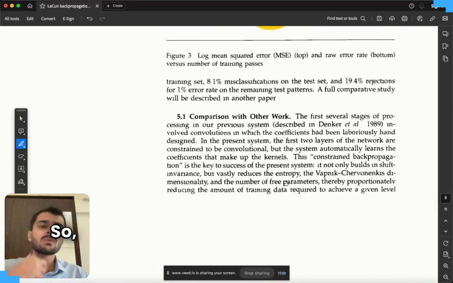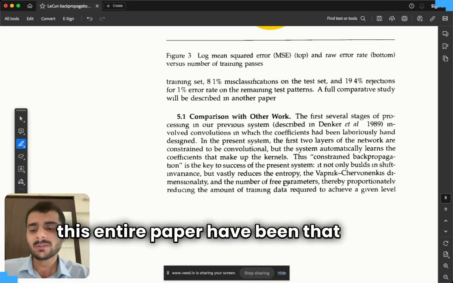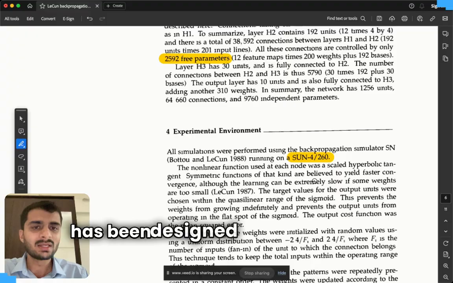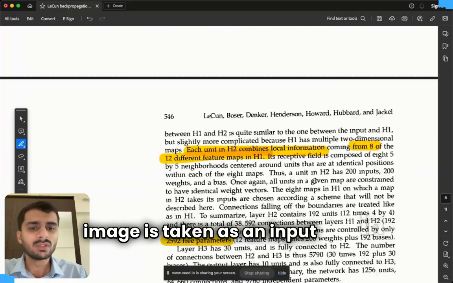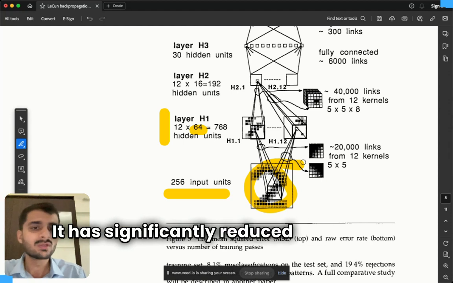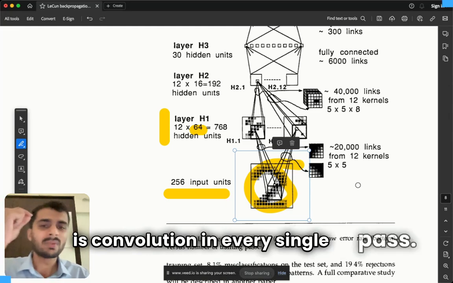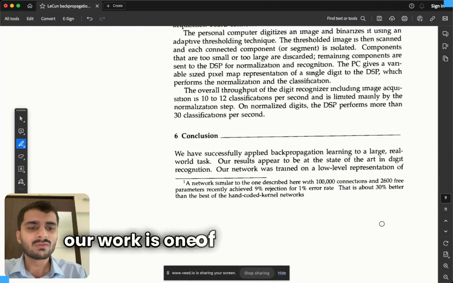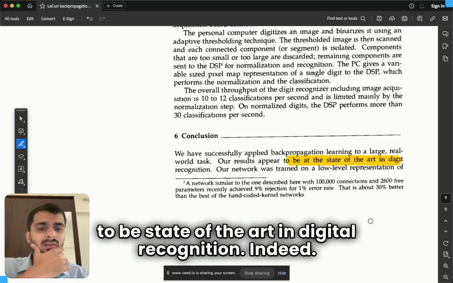So, just to summarize, some of our main learnings from this entire paper have been that a new network architecture has been designed in the year 1989, where the entire image is taken as an input in the network. Weight sharing seems to be something that has worked for them. It has significantly reduced the training time. The operation that they have used here is convolution in every single pass. This was very unique at the time, and they mentioned that our results appear to be state of the art in digit recognition indeed.